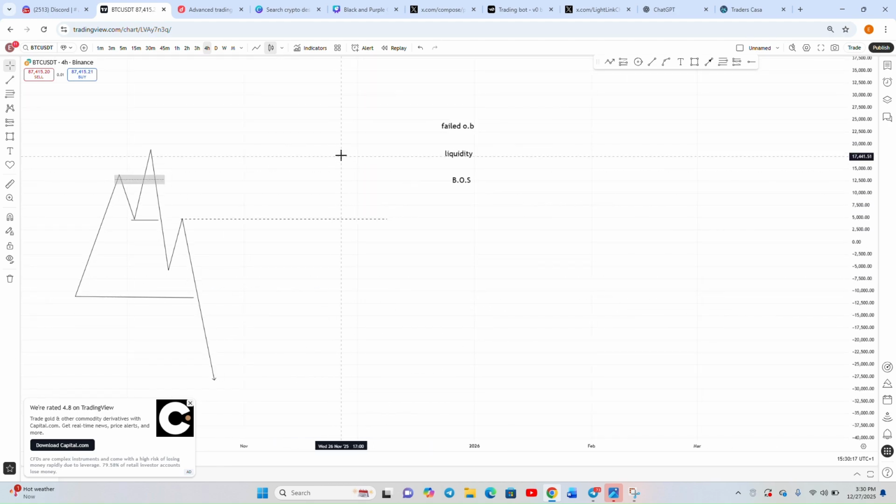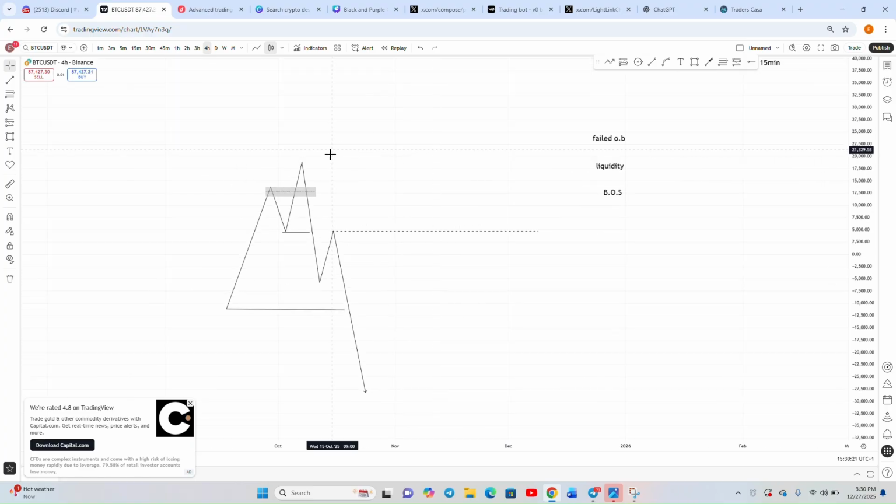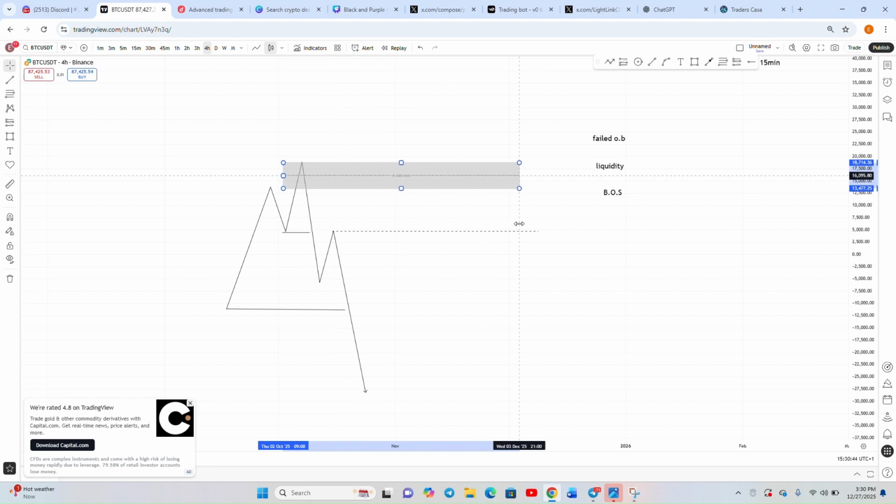Now this is a bearish scenario. So, failed order block: the market took out early sellers and then still sold. It gave a liquidity formation, then broke structure. So my point of interest is going to be this order block. It's going to be here.